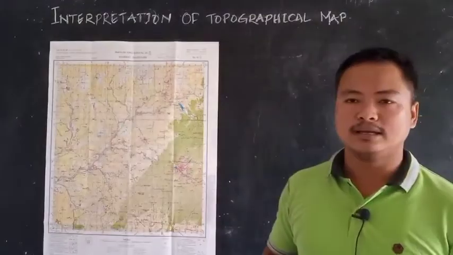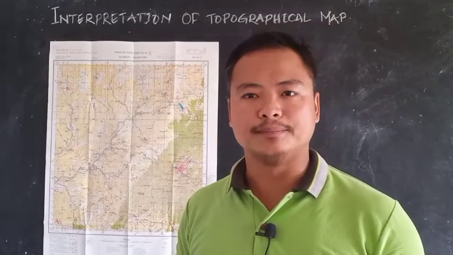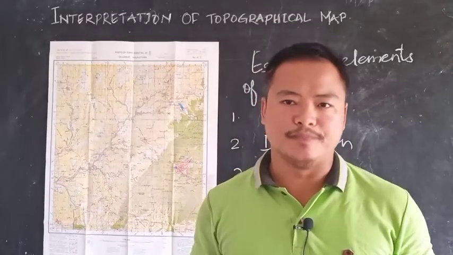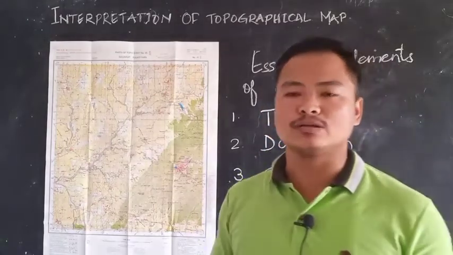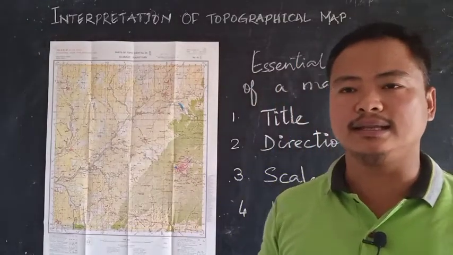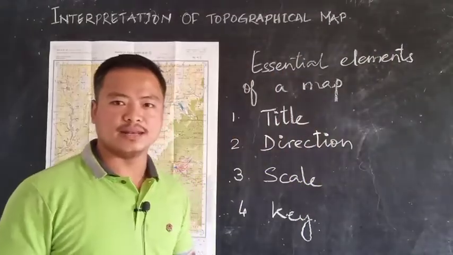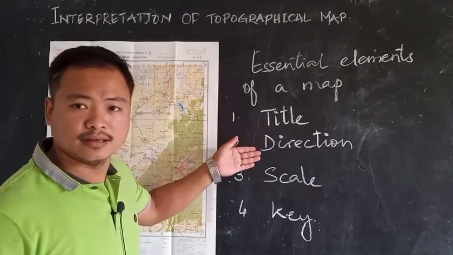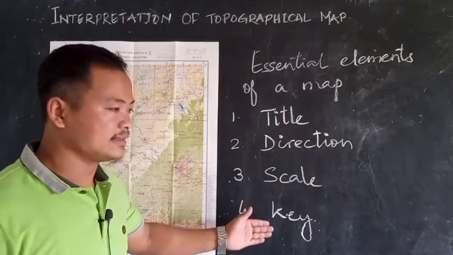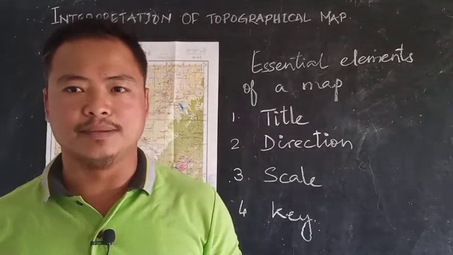But first of all, let us try to understand a few things before we jump on to this topographical map. The essential elements of a map. This we need to understand because it helps us in dealing with the map without any difficulties. So if we see the essential elements of a map, we see the title, direction, scale and key. Each of these elements is very important in understanding a map.